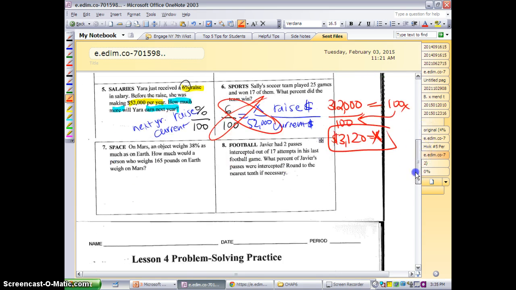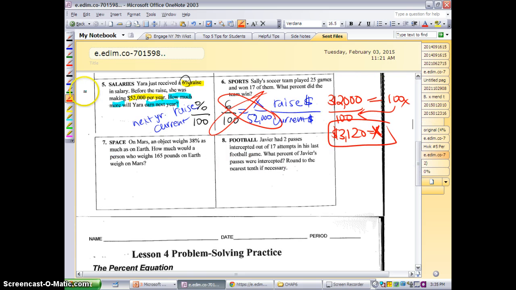And then let's try number 8. Number 8, highlight here 2 passes. He intercepts 2 out of 17. So 2 out of 17, that's like getting 2 questions right out of 17 questions on a test. So think about those fractions that we see all the time when we take tests. We are looking for the percentage of Javier's passes that were intercepted. So we are looking for the percent.